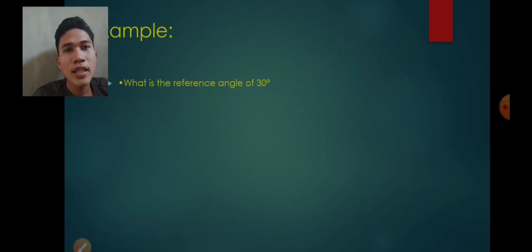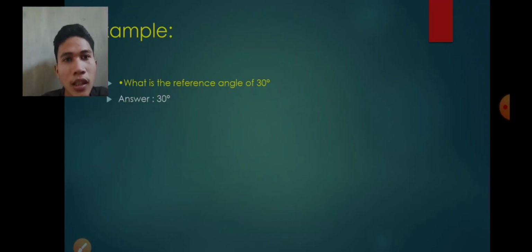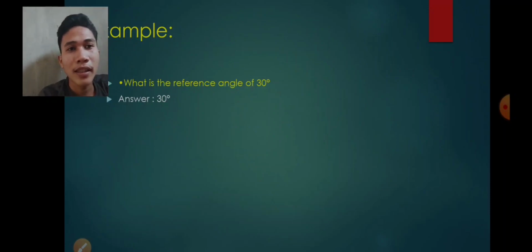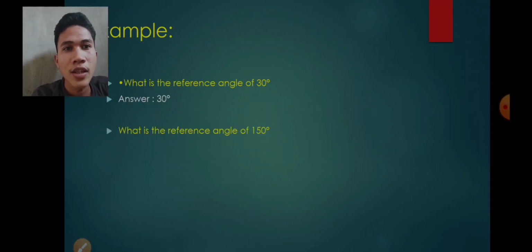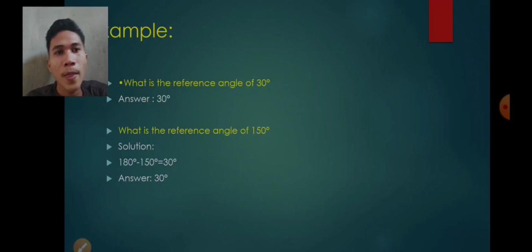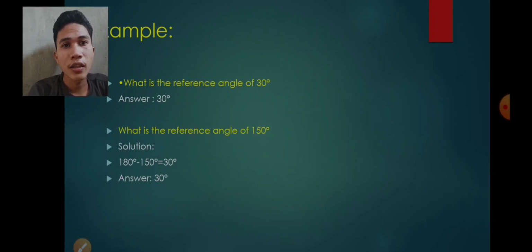So for example, what is the reference angle of 30 degrees? So the answer is 30 degrees. So copy only the given angle, because this is greater than 0 degrees but less than 90 degrees. So what is the reference angle of 150 degrees? Based on the solution, we have 180 degrees minus 150 degrees. So the answer is 30 degrees. It is in quadrant 2, and the quadrant of 30 degrees is quadrant 1.